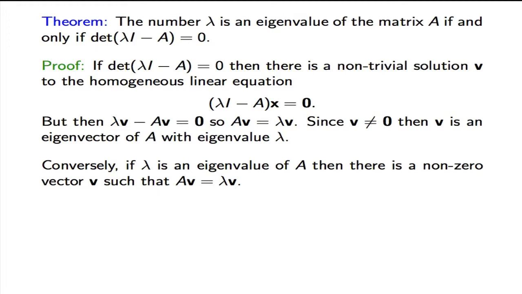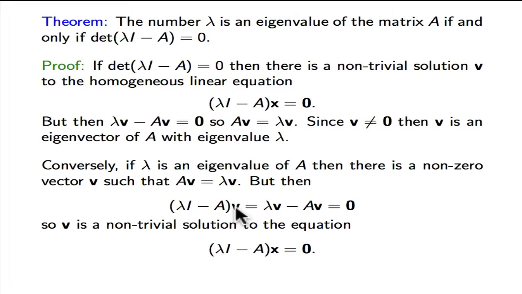Conversely, let's assume that lambda is an eigenvalue of A. So we can find a non-zero vector V such that A times V is equal to lambda times V. But then we can rewrite this as lambda times identity minus A times V. This is equal to lambda times V minus A times V, which is 0. So V is a non-trivial solution of this equation, and this means that the determinant of this matrix is equal to 0, again by the previous theory that we have developed.